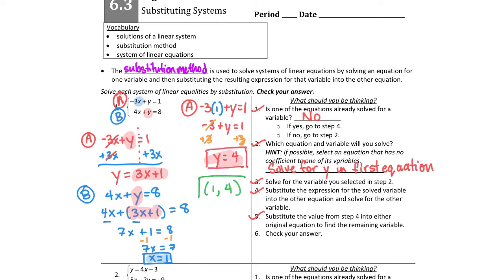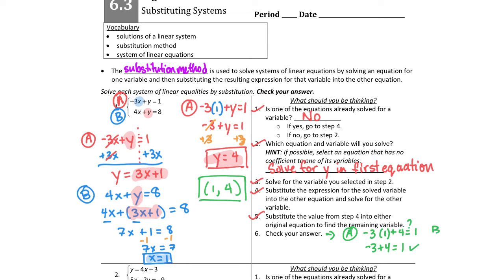The ordered pair I'm getting right now is 1, 4. So I want to check my answer, and I'm going to use this space right here. And I'm going to take equation A. I get -3. My x value is 1. My y value is 4. I want to make sure, does that actually equal 1? I get -3 plus 4. Does that equal 1? And it does.